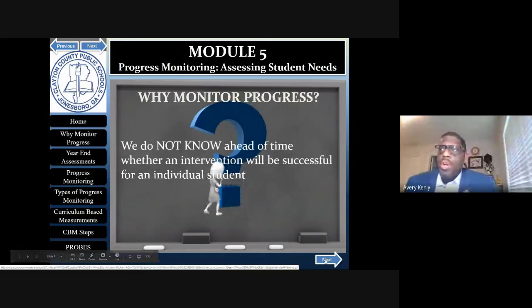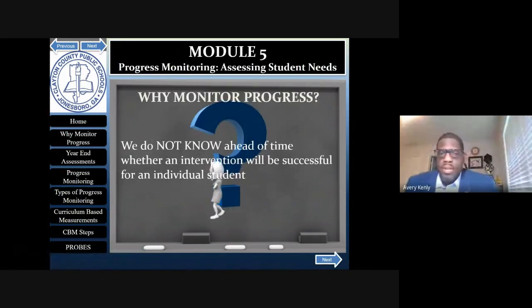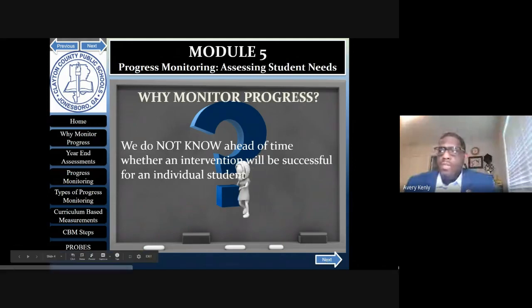And so why do we progress monitor? Well, we don't know ahead of time whether or not an intervention will be successful for an individual student. We can translate that into our own lives. We don't know ahead of time whether or not we will be successful if we try a new diet, or whether or not we will be successful in teaching a new subject. Sometimes that happens after we go through the actual process.